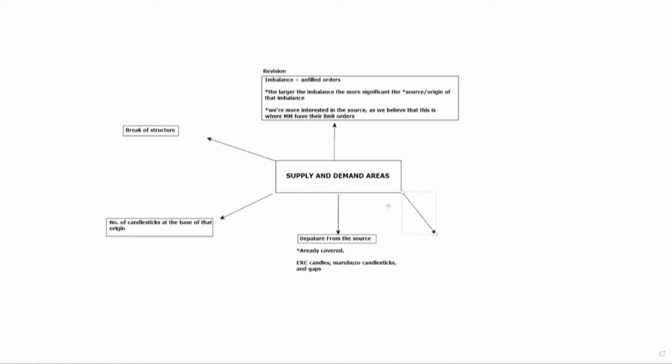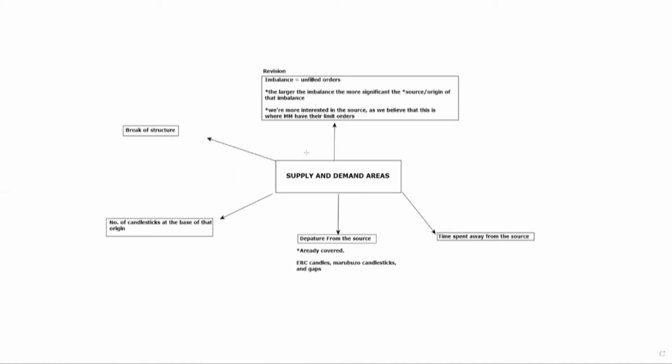Another factor that you need to consider is time spent away from the source or from the origin. I'll get back to that. So just make sure that you're writing notes, because I know now things might sound a bit vague, but as soon as we get to the live charts, I promise you that everything will make sense.